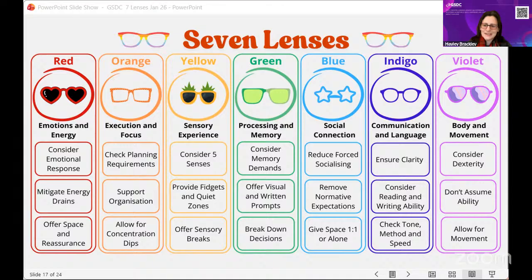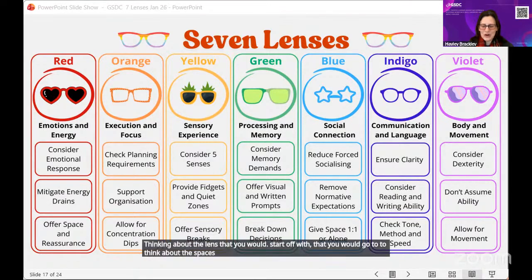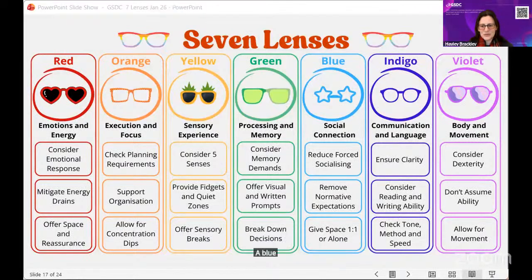Please feel free to come back to me to add into the chat. Thanks so much. So we've got communication and language here, the green lens. Fabulous. Processing and memory, the violet lens, body and movement. Give us a moment, see if we have any more. Thinking about the lens that you would start off with, that you would go to think about the spaces that you're currently creating, the workshops, the programs that you're designing. The blue lens, our social connection.